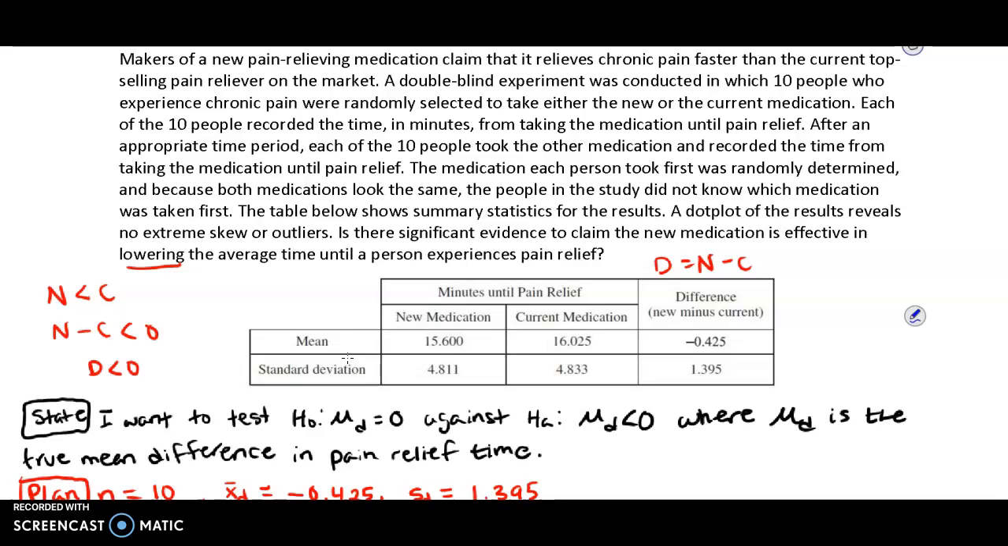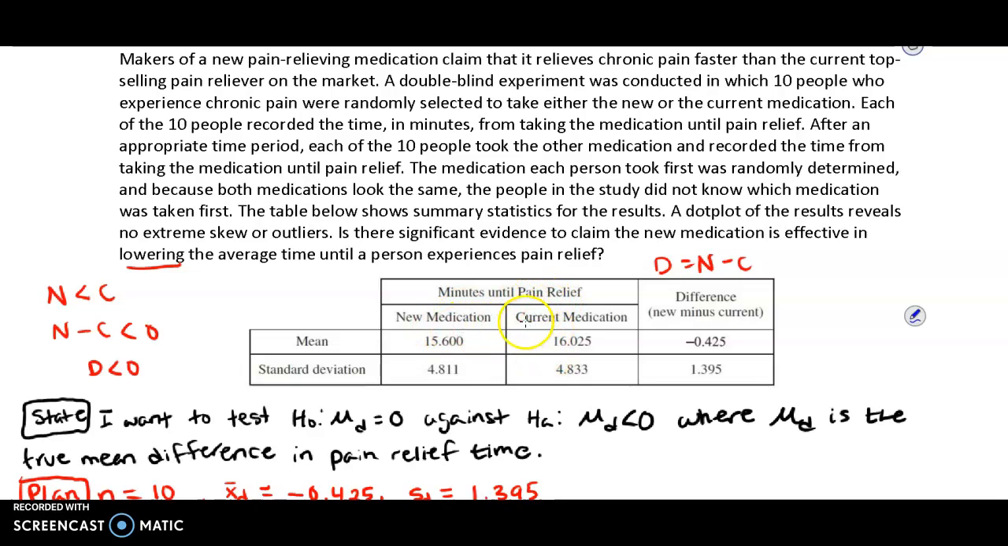Now, the medication each person took was randomly determined, and because both medications looked the same, the people in the study did not know which medication was taken first. The table below shows summary statistics for the results, and we're told that a dot plot of the results reveals no extreme skewness or outliers. Is there significant evidence to claim the new medication is effective in lowering the average time until a person experiences pain relief? Now, there's a lot going on there, but here I have my new medication and my current medication.